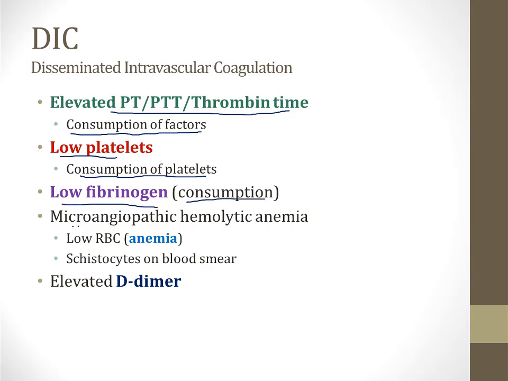There's evidence of microangiopathic hemolytic anemia, so the red blood cell count will be low. There will also be an increased LDH and low haptoglobin levels. There will also be schistocytes seen on blood smears. And then finally, if you measure the D-dimer level, that will also be elevated because there are diffuse thrombi which are being broken down and forming D-dimers.